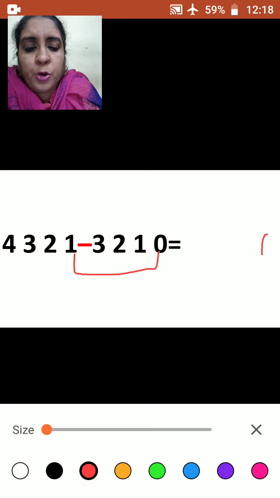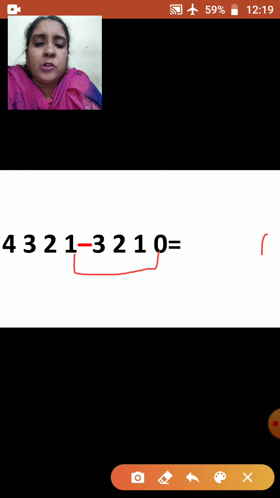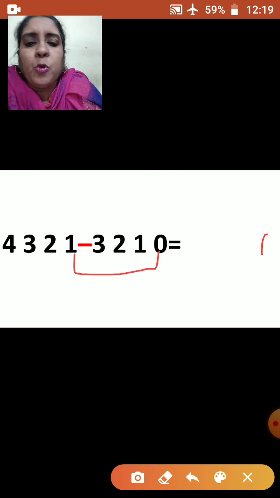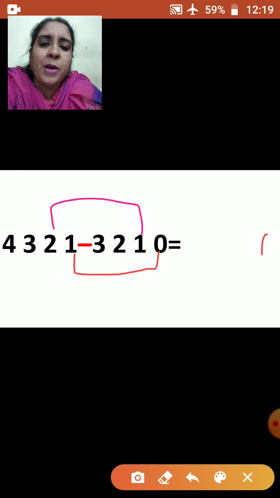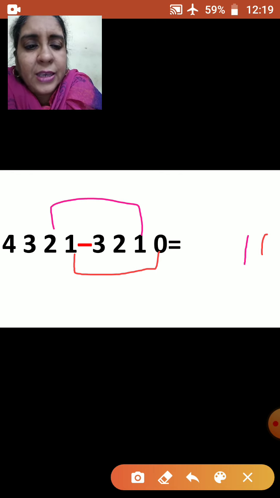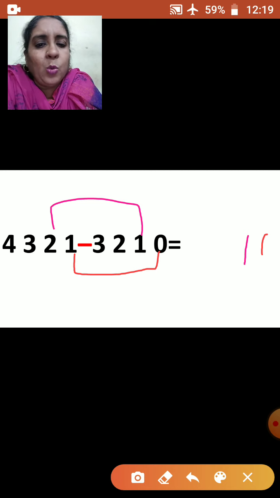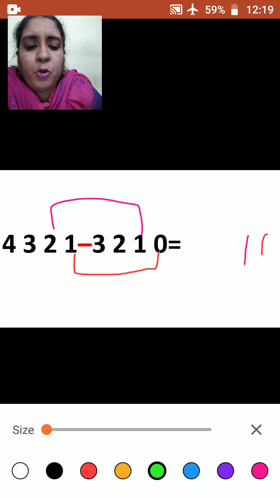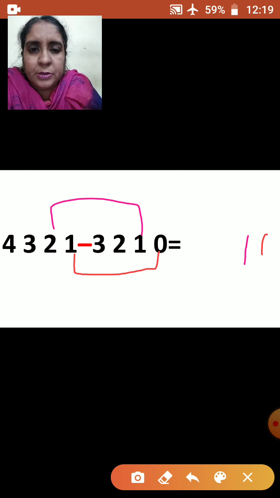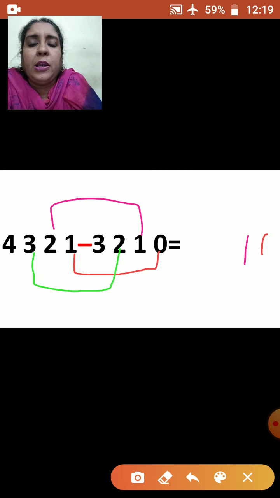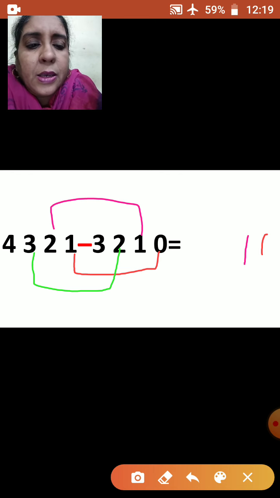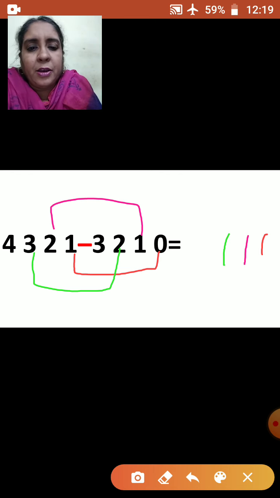Right. Now we will go to tens place. Now see the number on tens place. 2 minus 1. 2 minus 1 will be how much? Out of 2 you have to subtract 1. How much will you get, 2 minus 1? Yes, 2 minus 1 will be 1. Right. Now we will go to hundreds place. Which are the numbers on hundreds place? Yes, 3 and 2. So 3 minus 2 will be how much? Yes, again you will get 1.